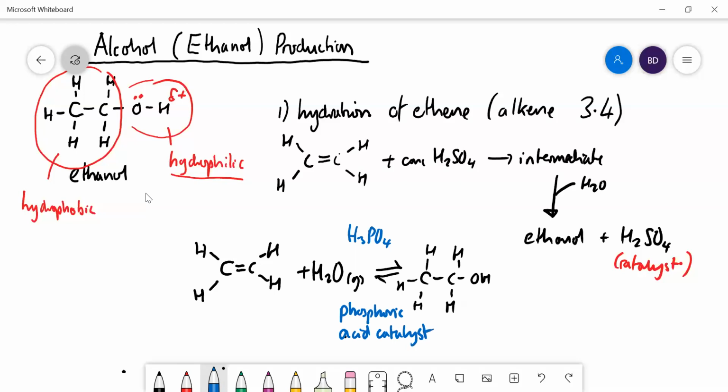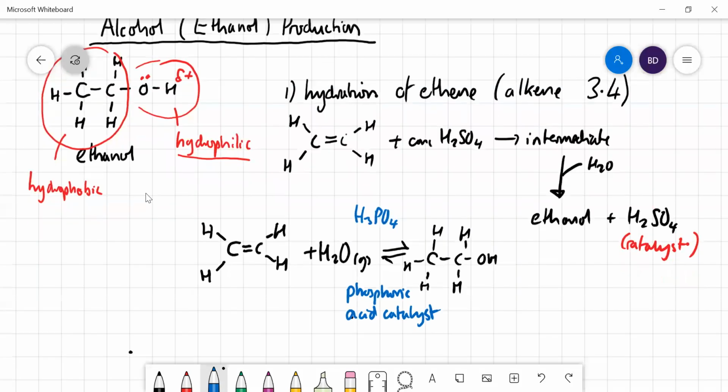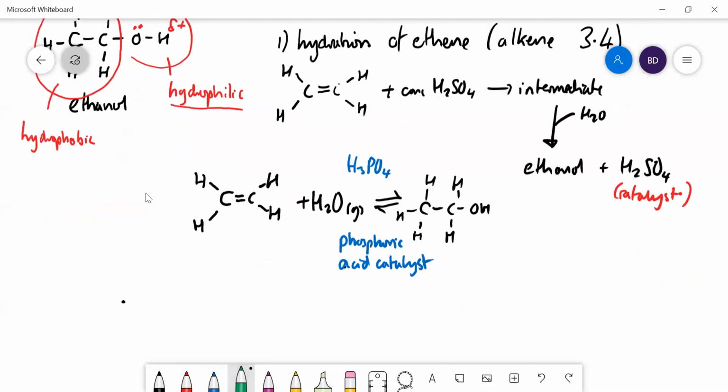Okay, so I think a vast amount of ethanol is made in this way, and the ethene is obviously going to come from cracking of crude oil, and so the ethanol that is made is not sustainable, because crude oil is not a renewable resource, is it? Okay, but that's one way of making ethanol.